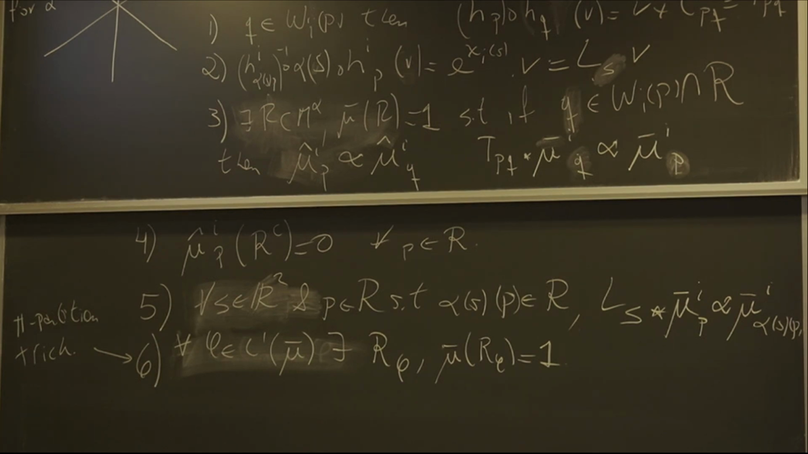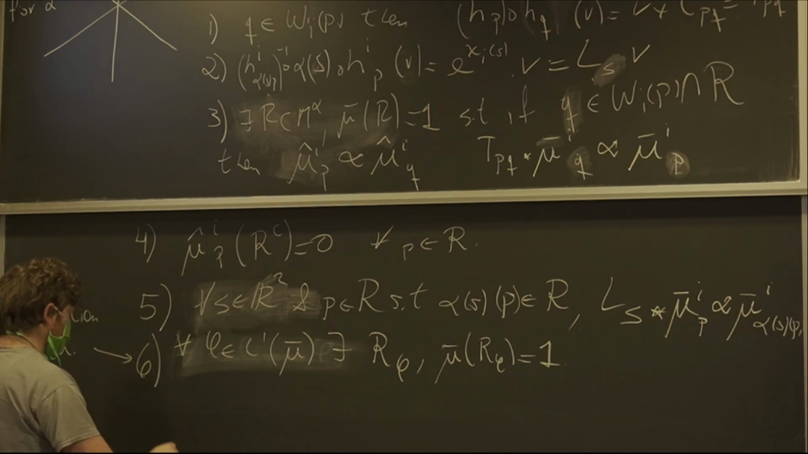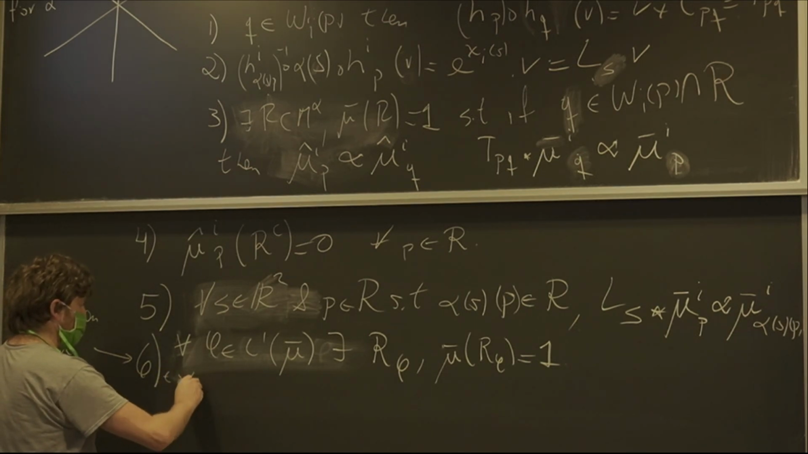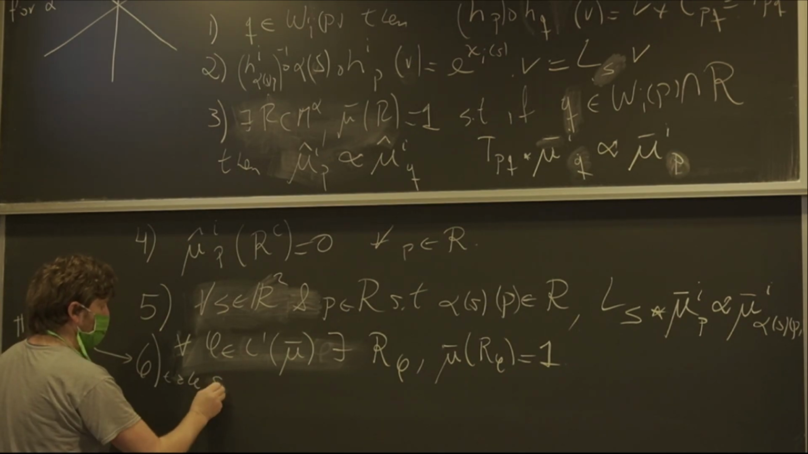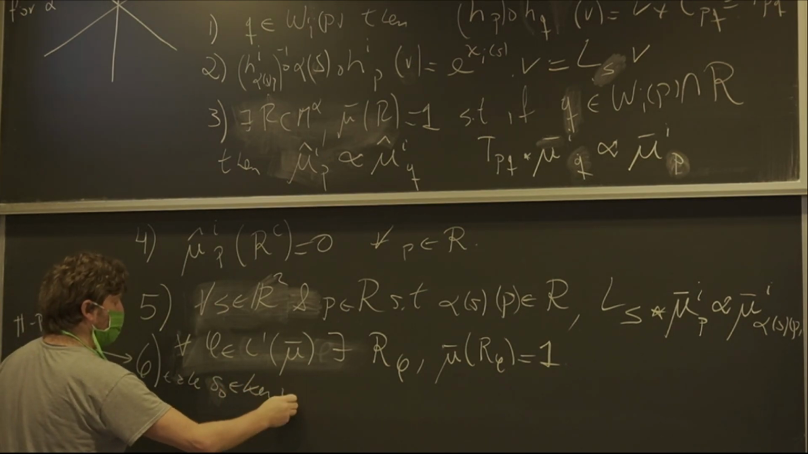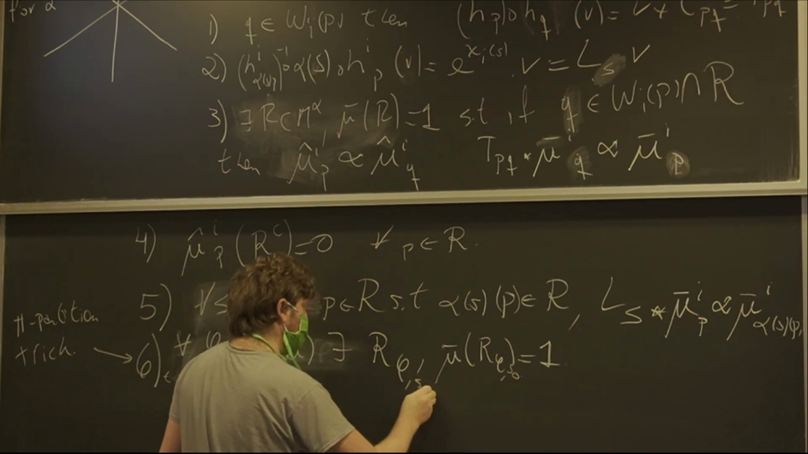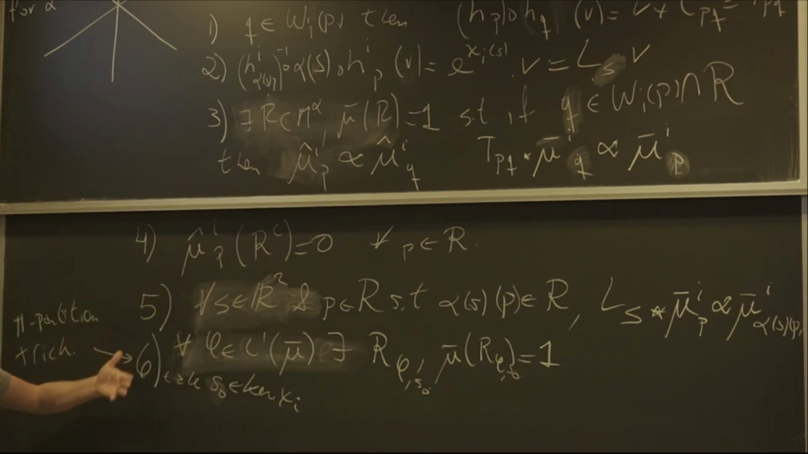Oh, I forgot to take S naught in X kernel of. So take here S naught in the kernel of chi I. So this also depends on S naught. Again, I could make it independent of S0, but I don't want to make it independent of S0. I don't need to do it.